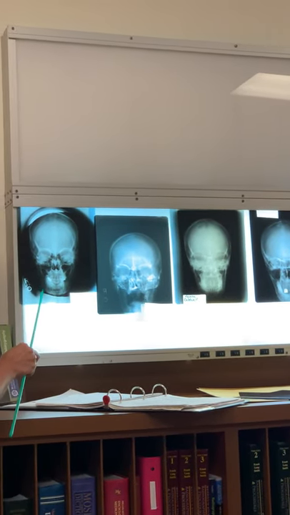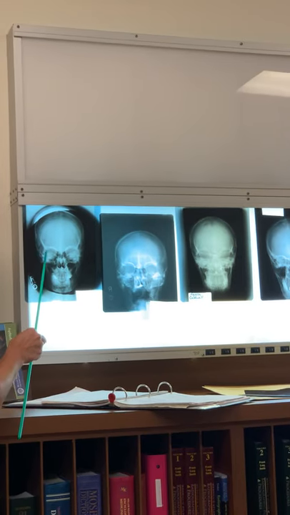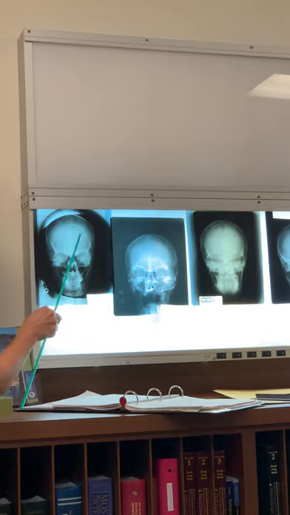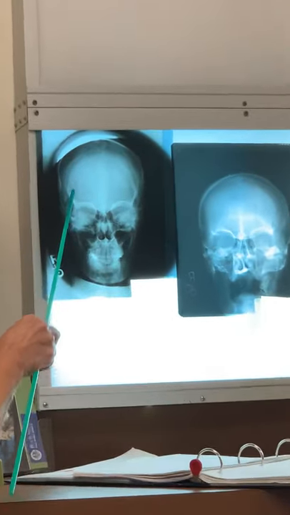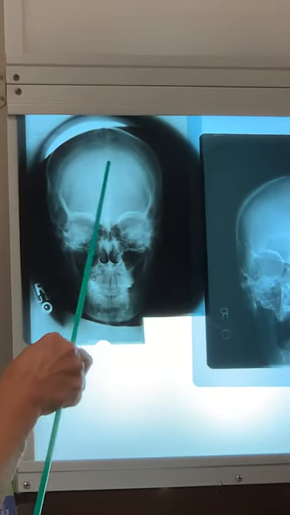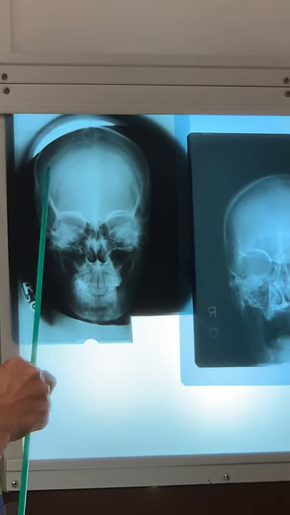Okay. All right. So this one, the lambdoidal suture. I don't know if you guys can see all this. It's the one kind of in the back. It's more triangular, I guess you can say. That's the lambdoidal suture there. This is the coronal.